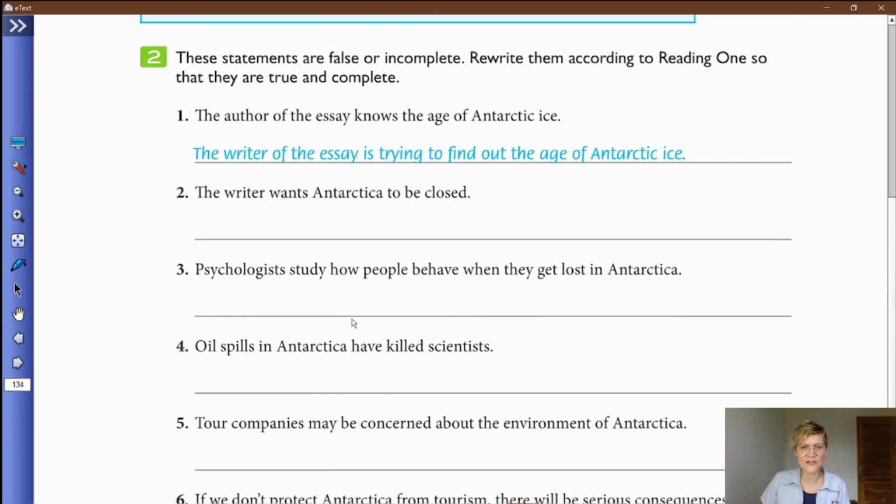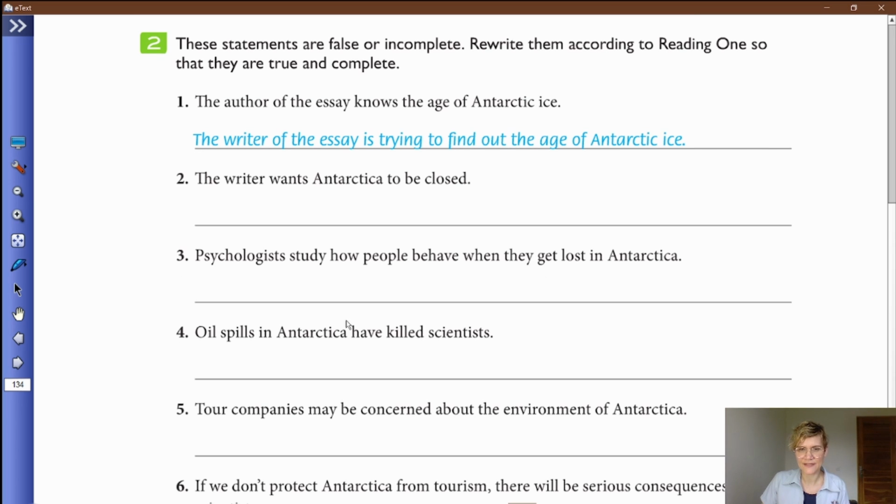Okay, these statements are false or incomplete. I want you to rewrite them according to reading 1 so that they are true and complete. Number 1, the author of the essay knows the age of Antarctic ice. That is not true. The writer of the essay is trying to find out the age of Antarctic ice. Doesn't know it yet, but wants to find it out. So please rewrite the sentences in the correct way, as in correct in content, based on the text. Again, you will have to scan the text to find the correct information and then rewrite it.